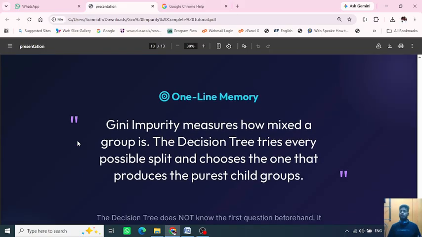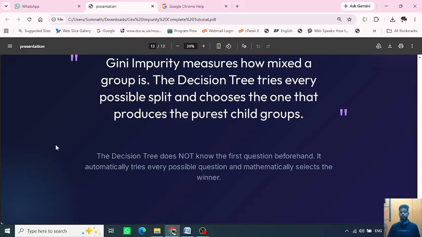So Gini impurity measures how mixed a group is. The decision tree tries every possible split and chooses the one that produces the purest child groups. The decision tree does not know the first question beforehand. It automatically tries every possible question and mathematically selects a winner, as I showed.